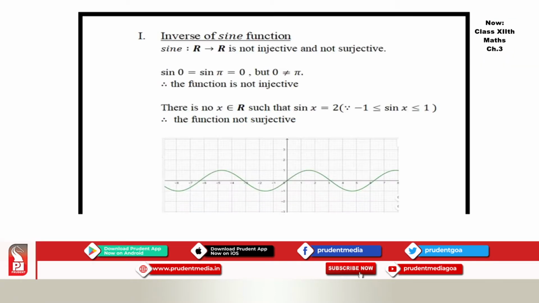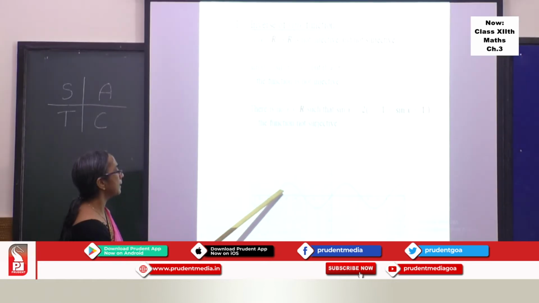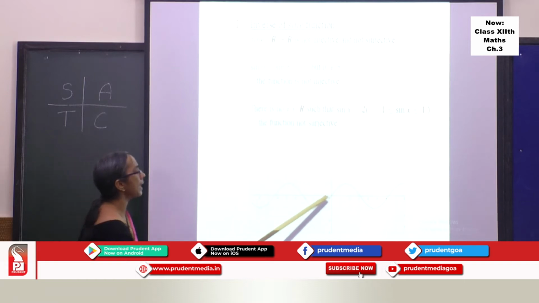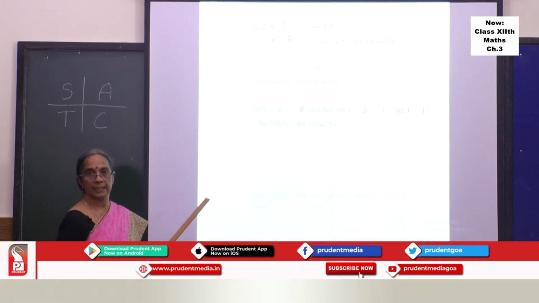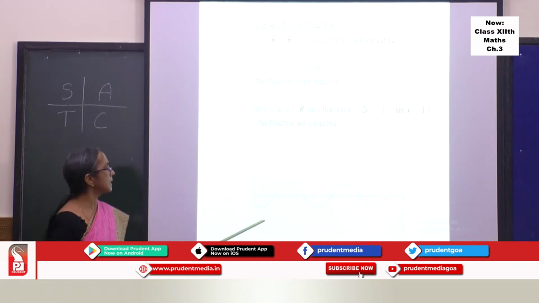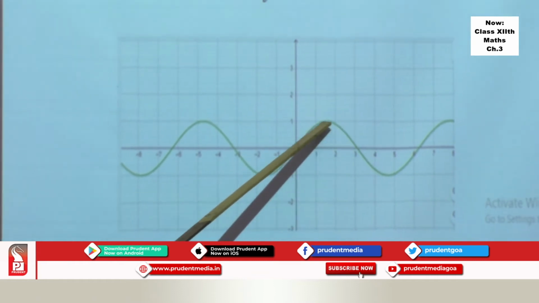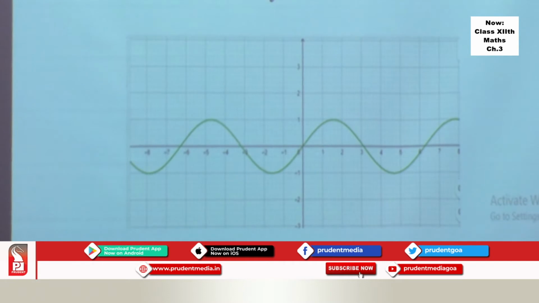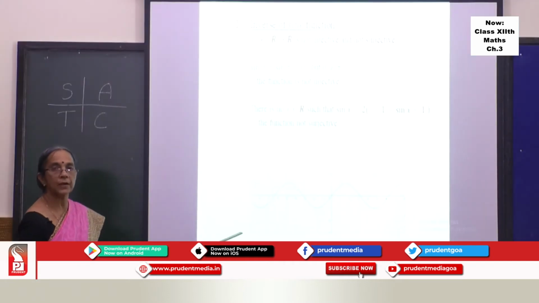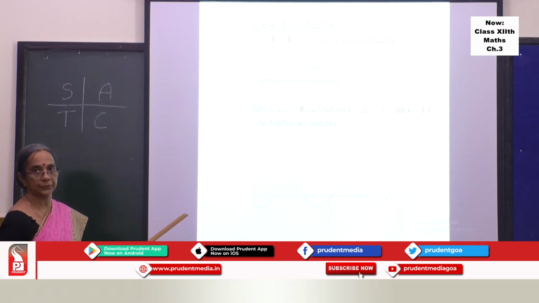This is pi comma 0, sine pi is 0, sine 2 pi is 0, sine minus pi is 0, sine minus 2 pi is 0. For many values it is 0. So, it is a many to 1 function. Similarly, if you draw a line parallel to x-axis passing through 1, 0, it is touching the graph at many points. So, it shows the function is many to 1 function, not an injective function.